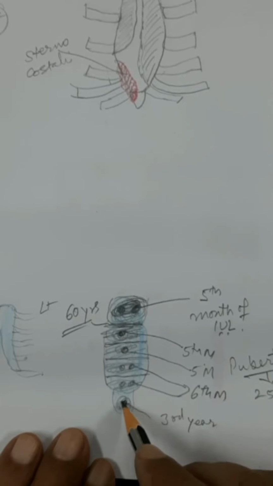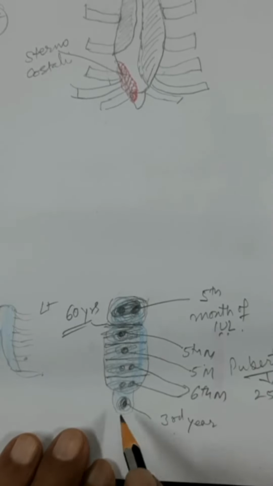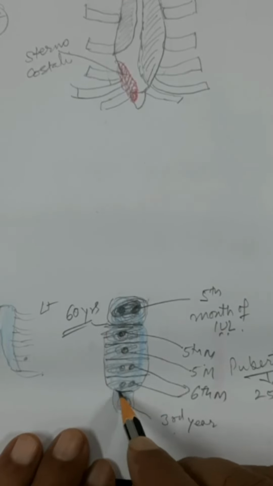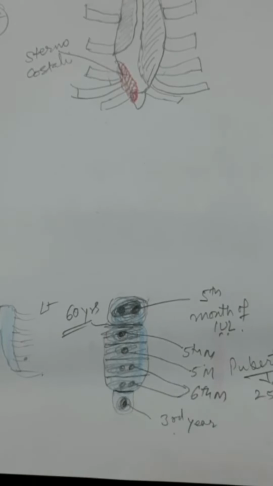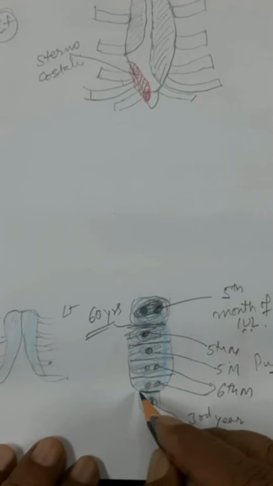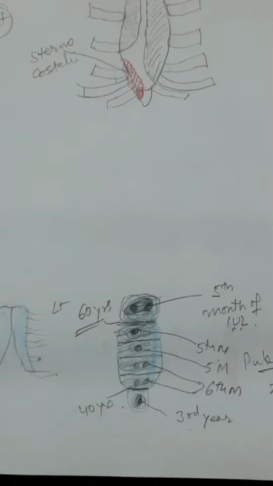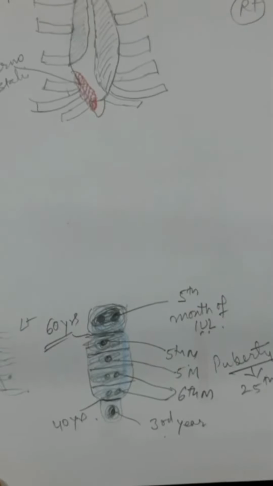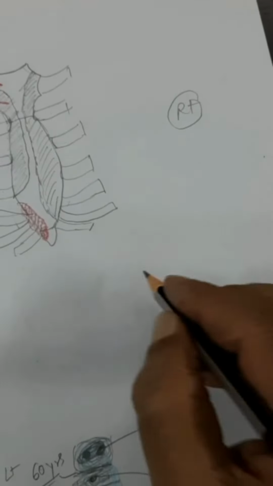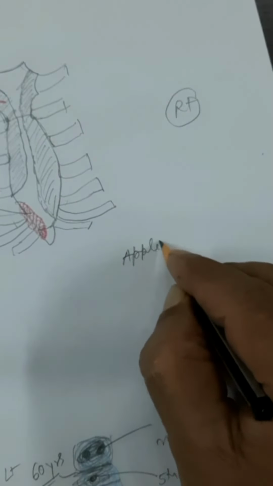Similarly, as I said, for the xiphoid process a center will appear in the 3rd year, which will fuse with the lower end of the body of the sternum at 40 years of age. That means after 60 years it will be a complete piece of bone. There will be no separate manubrium, no separate body or xiphoid. That will form a single piece after 60 years. Quickly I will come to the applied anatomy of the sternum.